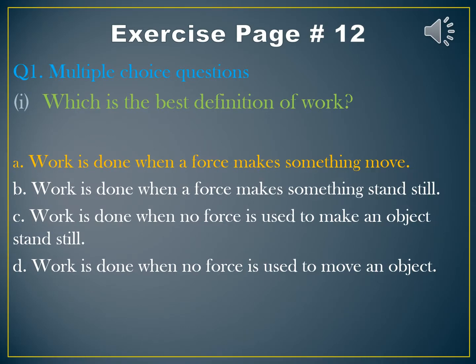Exercise. Page number 12. Question number 1. Multiple choice questions. Part 1. Which is the best definition of work? A. Work is done when a force makes something move. B. Work is done when a force makes something stand still. C. Work is done when no force is used to make an object stand still. D. Work is done when no force is used to move an object.